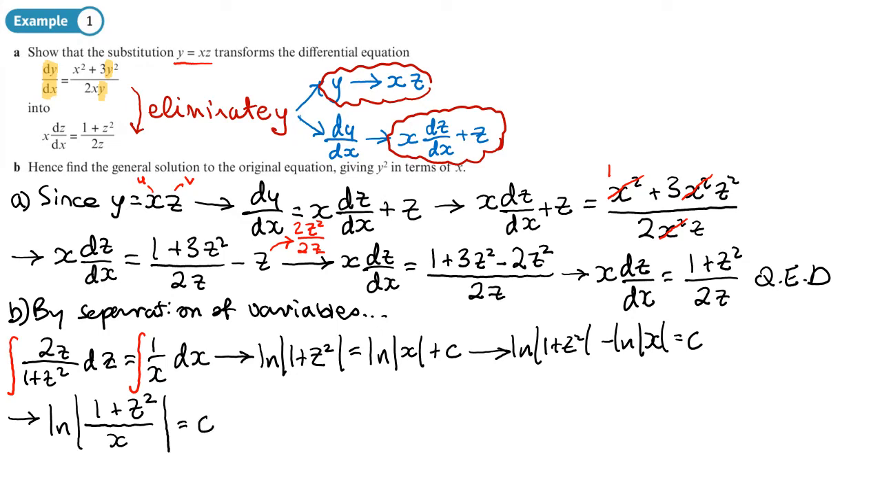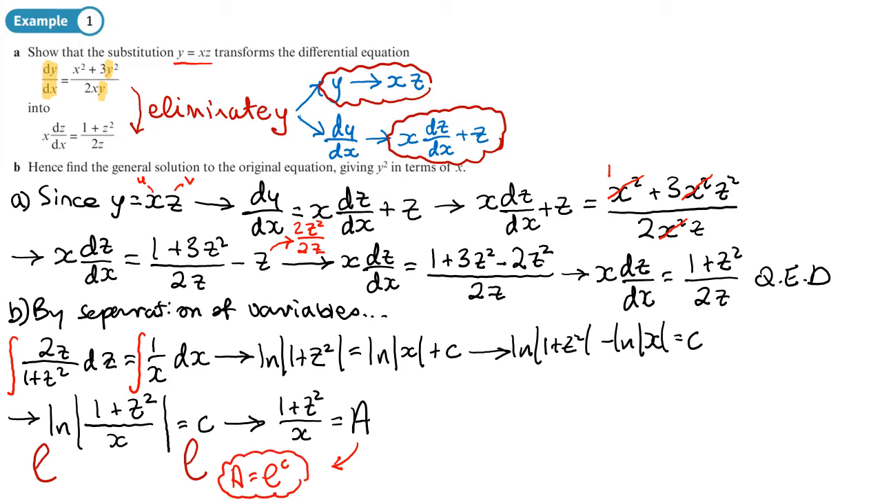On something like this, we would do e to both sides. So if I do e to both sides, I'll have 1 plus z squared over x equals, now this constant c, when I do e to a constant, it's going to become another constant. So I'm going to call this constant a. I'll just put a note here that actually a equals e to the c. So I've just replaced it just to simplify a bit. I could leave it as e to the c, but that's just a constant.